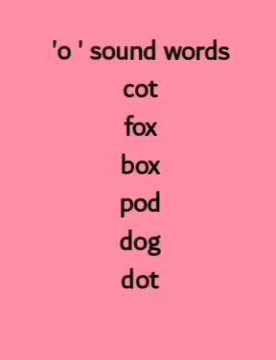Children, today we have learned some O sound words from the object box O. Shall we revise it once? Okay, everybody read with me. K-O-T. Coat. F-ox. Fox. B-ox. Box. P-O-D. Pod. D-O-G. Dog. D-O-T. Dot.